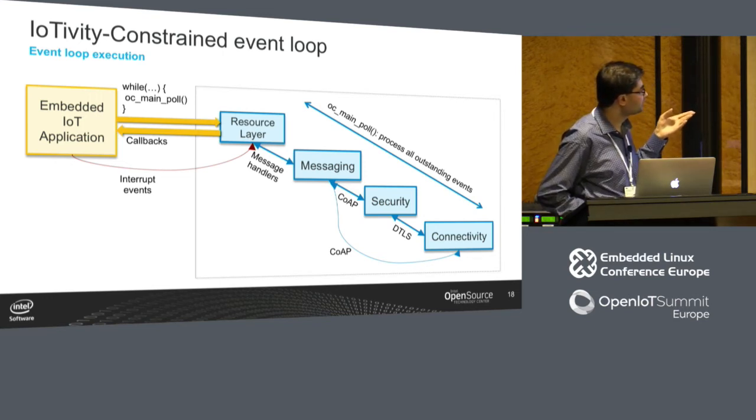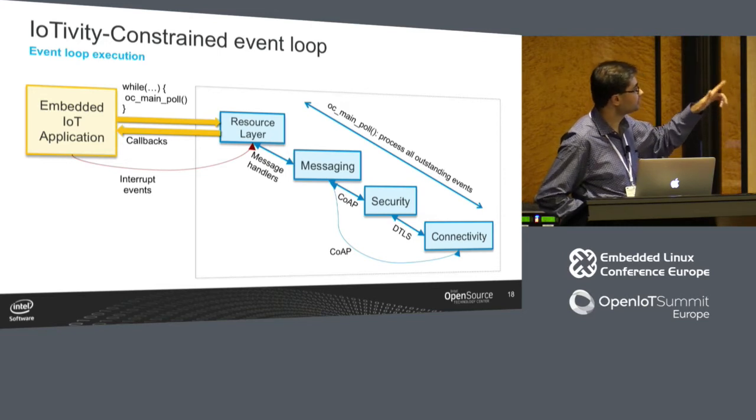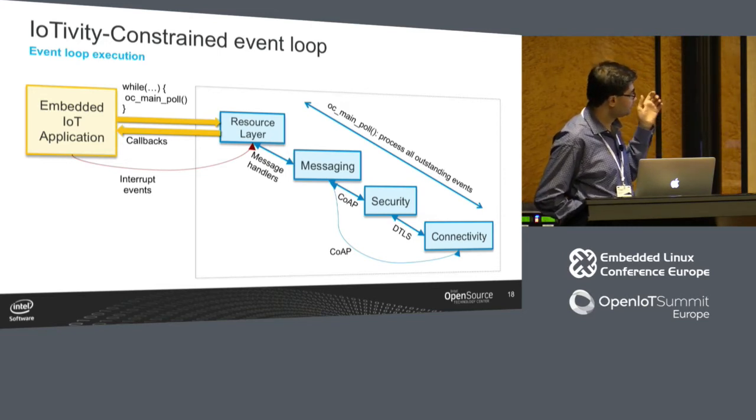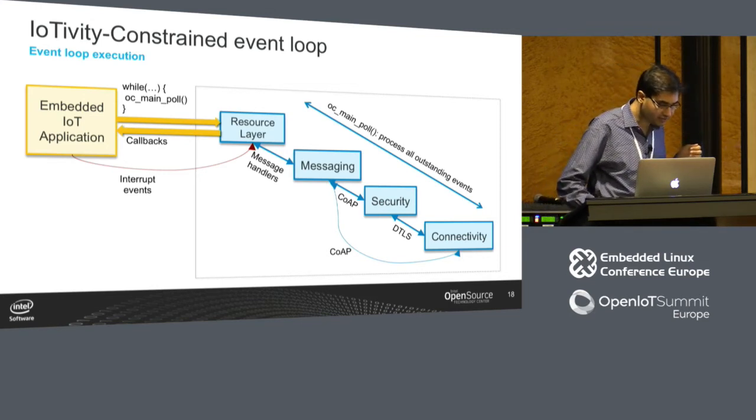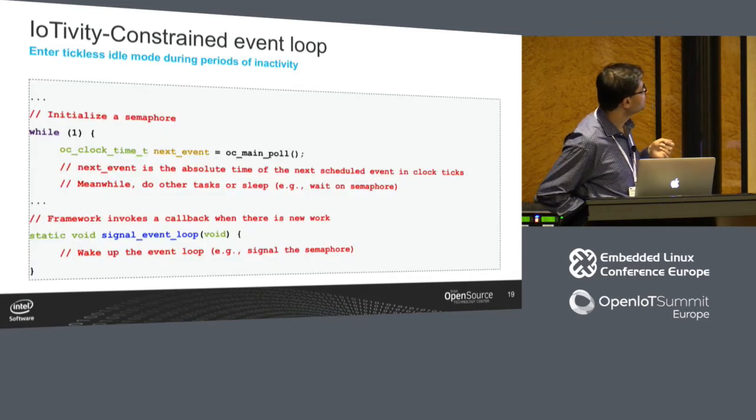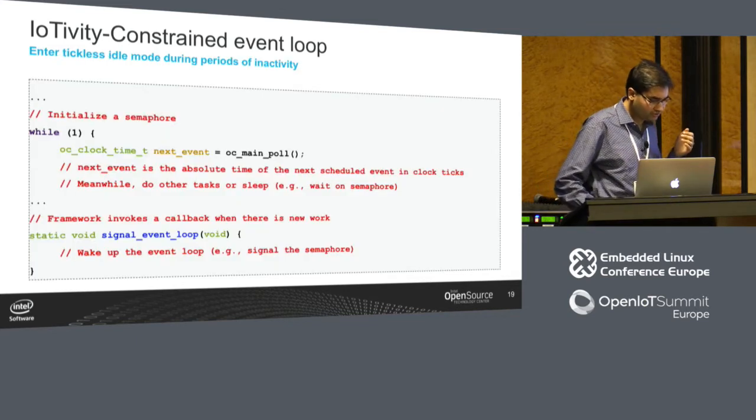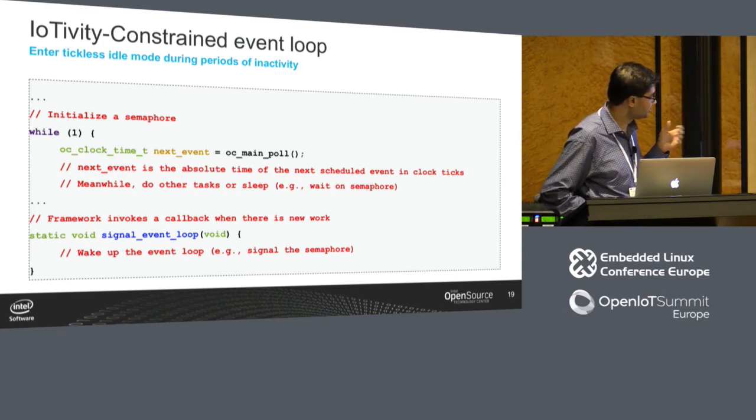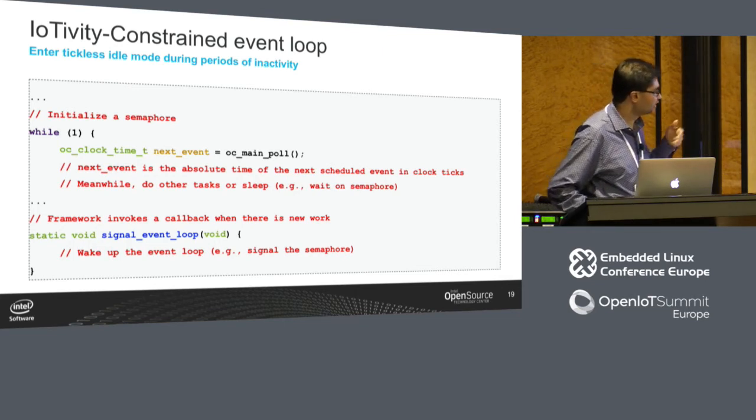All of this happens in the context of the event loop, everything I just said. At the same time, an application can itself post events, like interrupt events, into the framework for handling. This might be used, for instance, where you wanted to handle data that arises out of a hardware interrupt from a sensor. The event loop is designed such that the task that runs it can basically enter a tickless idle mode when there is no activity.